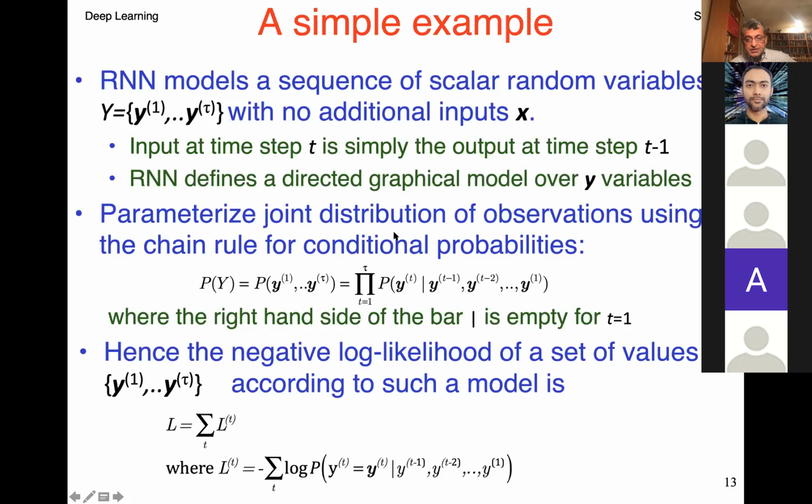We parameterize the joint distribution of observations using this. We talked about the language model where that's the output. So here is the output sequence, giving us a probability distribution over all the words in the language. The most likely value is probably going to be your caption, right? So it's a probability distribution over all the outputs. We parameterize the joint distribution of observations using the chain rule for conditional probabilities. Any distribution can be written like this. This is the standard chain rule with all these dependencies. The negative log likelihood of a set of values, where we take the log and then the negative of it, is going to be the loss function here.